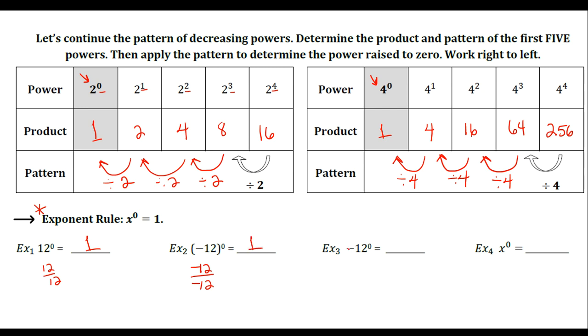Example 3, be careful. This negative is not included. The base is actually 12 raised to the 0. So we have the negative out front, and then we have 12 divided by 12, and that gives us negative 1. So be careful between these two types of problems, which you learned in lesson 1-1. Now we have some value x raised to the 0. So again, it's the pattern, and you're just dividing it by itself, and we get 1.